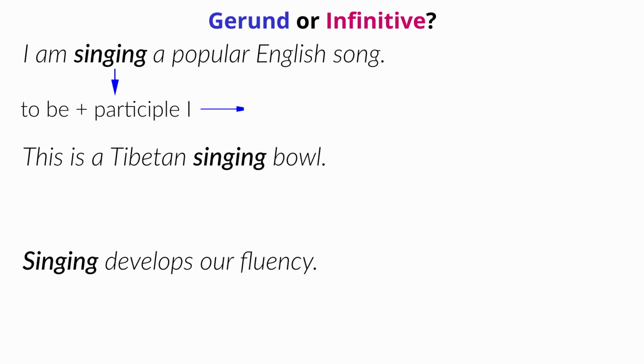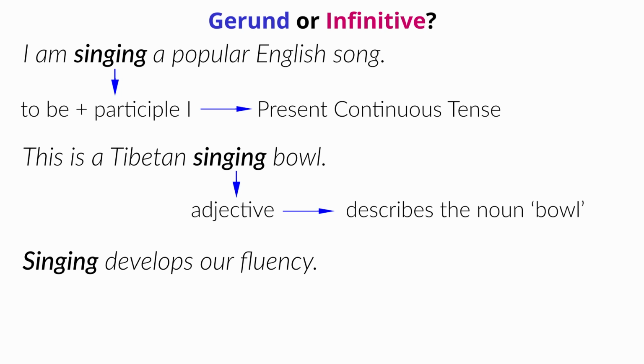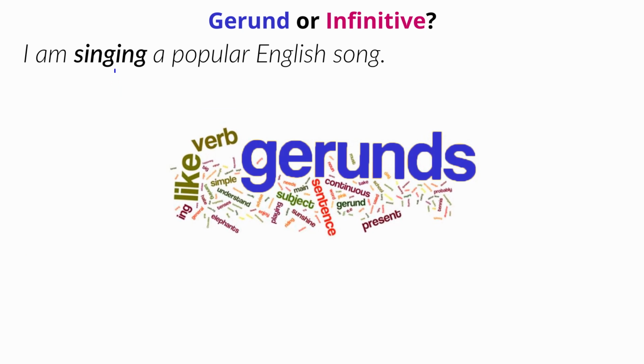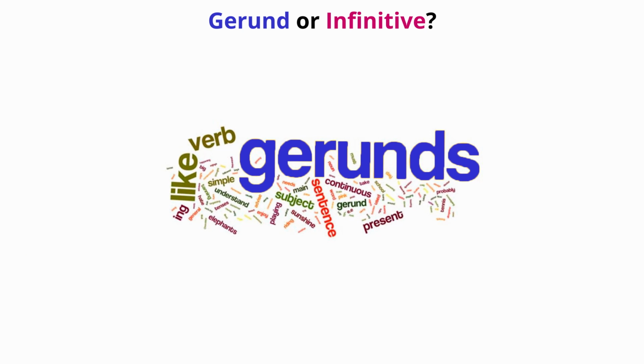In the first sentence, singing is the present continuous tense, to be plus participle 1. In the second sentence, singing describes a noun, bowl, so it acts as an adjective. In the third sentence, singing acts as a subject. The word singing doesn't look like a noun. In this case, singing is like a blend of a noun and a verb. Well, this is the gerund.